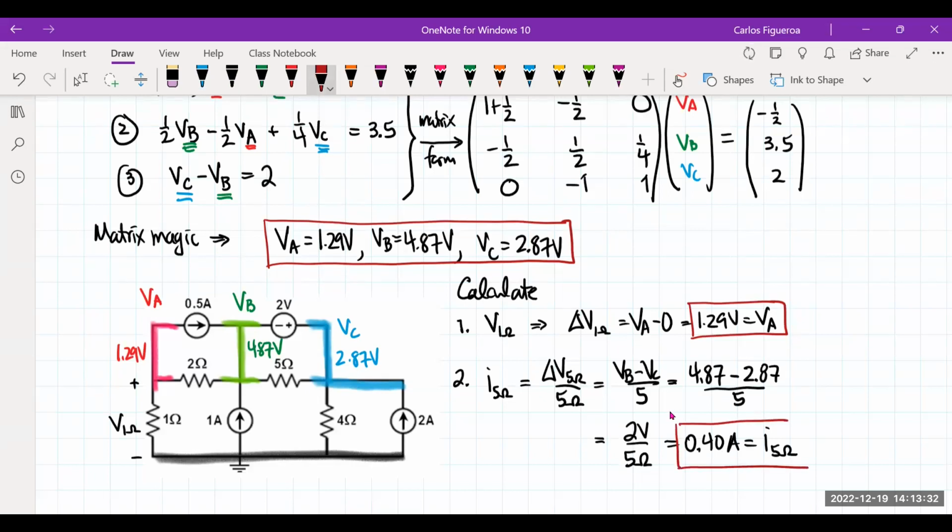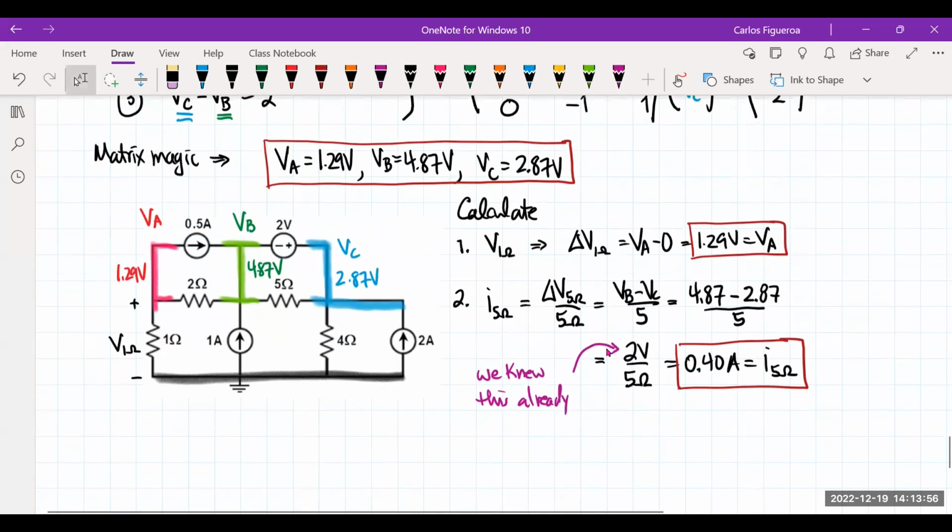Now, one of the things I want you to know here is that we already knew the voltage of the 5 ohm, because note that it's in parallel with the 2-volt source. Since the 5 ohm is in parallel with the 2-volt source, we already knew that.